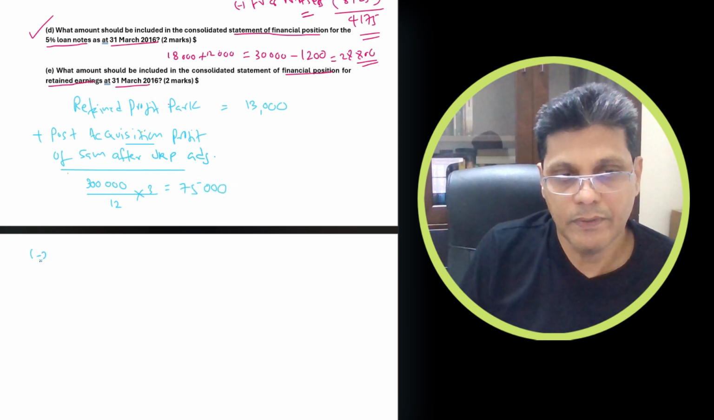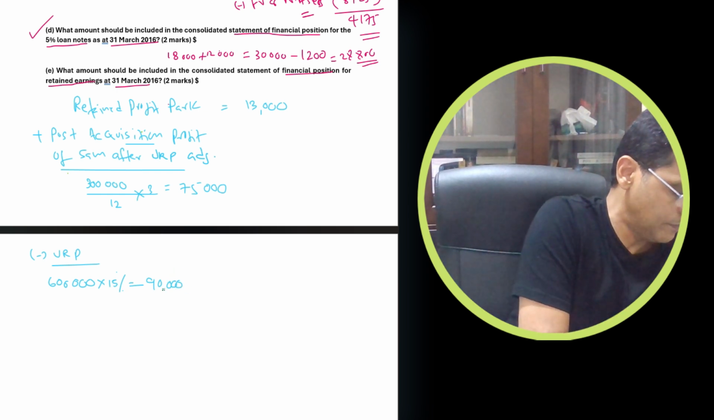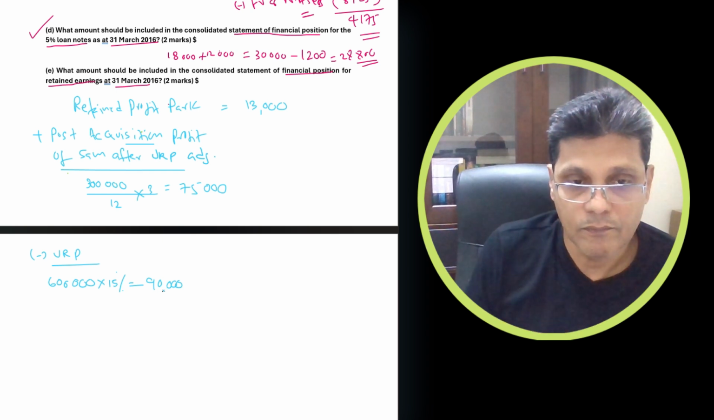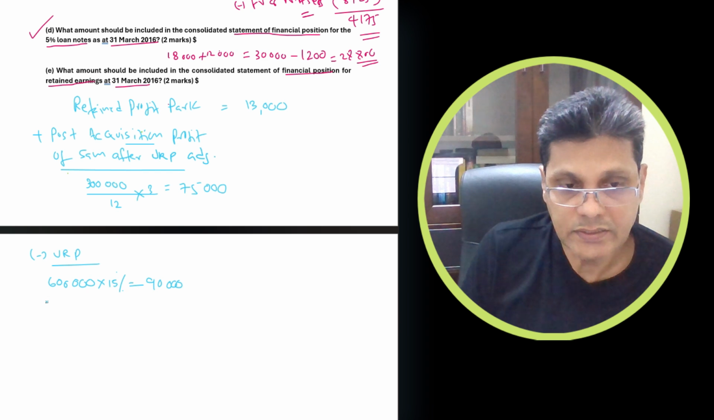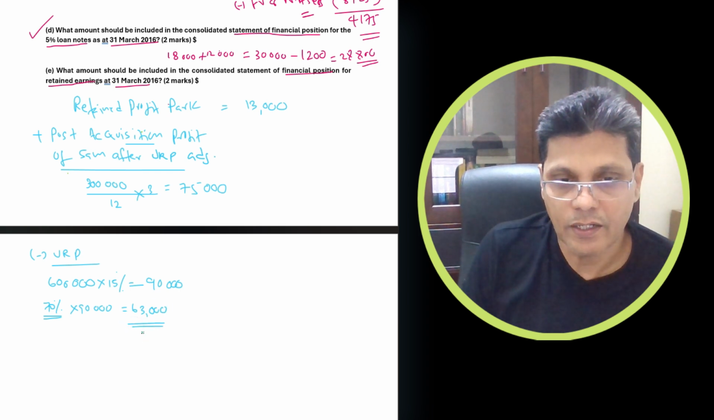From this, we need to eliminate unrealized profit. So how do you calculate the unrealized profit? The total sales made by Sam to Park 600,000 with a profit margin of 15%, which comes to 90,000, the total unrealized profit. So 600,000 times 15%, which is 90,000. But however, only 70% of the goods are not sold. It remains in the inventory. So therefore, 70% on 90,000, which will be 63,000, which is not sold. So therefore, this is the total unrealized profit.